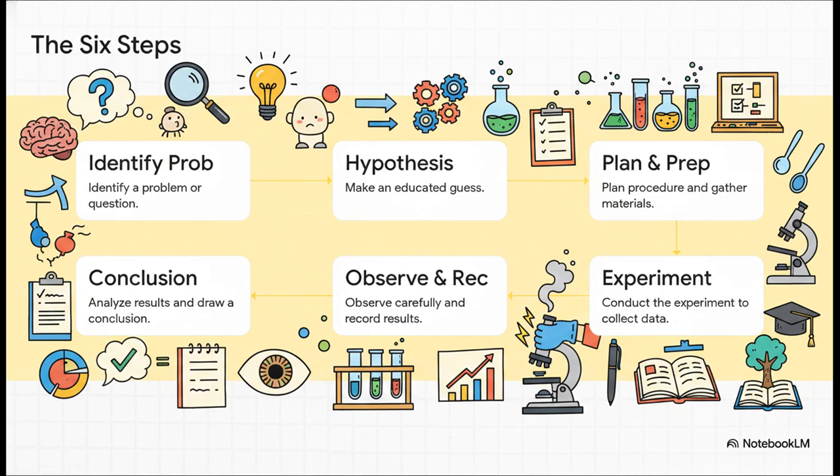Then, the action itself in Step 4, experimentation. As that action unfolds, students execute Step 5, observation and recording. And finally, the big payoff, Step 6, conclusion. This is where they analyze the results to see if that initial hypothesis was actually correct. It's just a beautiful, rigorous process.